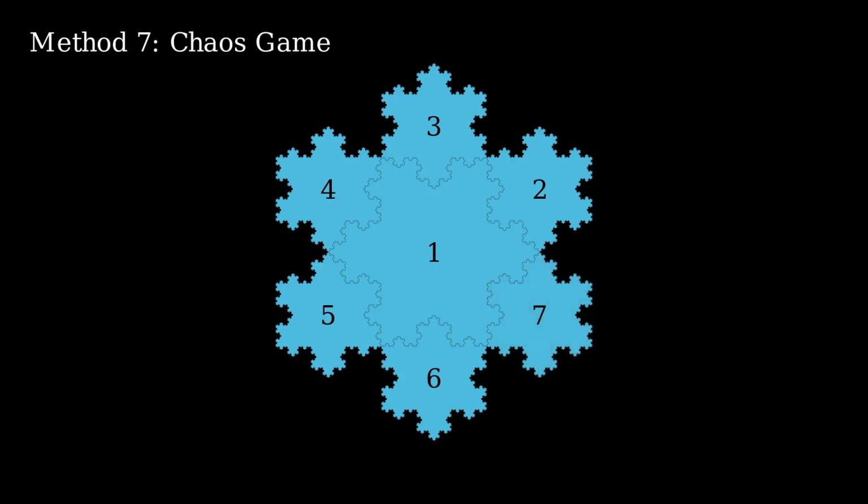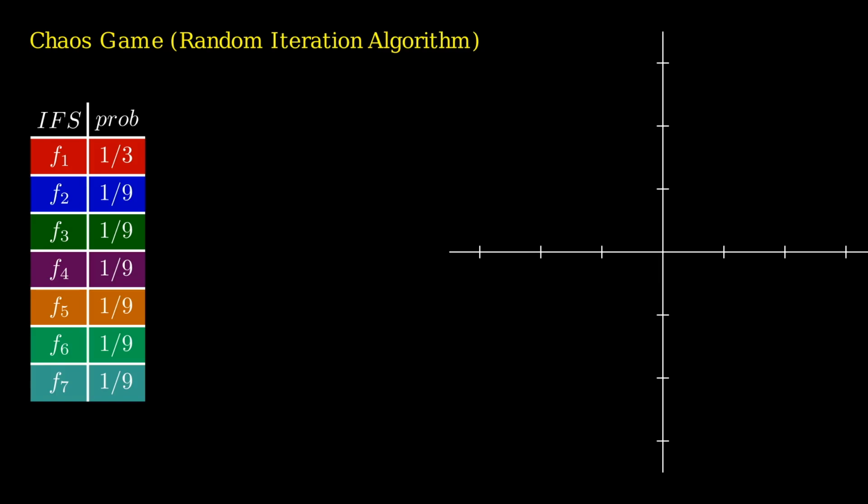Our final method uses 2 versions of the chaos game. This version of the chaos game is also known as the random iteration algorithm. We use the same 7 functions as with the iterated function system from the previous method, but now we associate with each function a probability. The first function has a larger probability because it scales by a larger value than the other 6 functions.